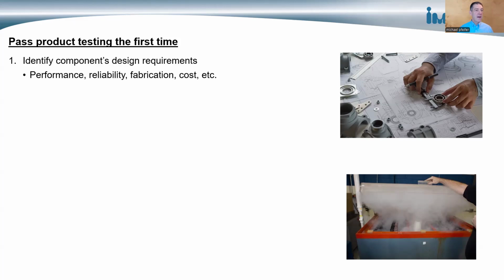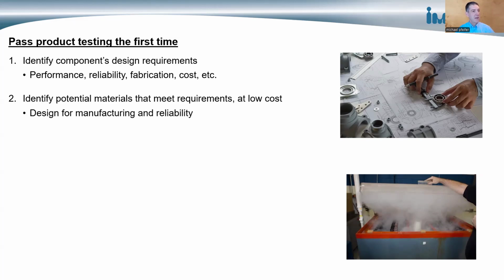There's, first of all, identifying the component's design requirements, thinking about all the things that the components have to satisfy. Performance requirements, reliability requirements, and reliability means understanding what the application exposure conditions will be, as well as what the test conditions exposure will be. Also, fabrication requirements and cost and other requirements. And based on these requirements and having a complete set of requirements, we can then identify potential materials that meet these requirements and ideally at low cost.